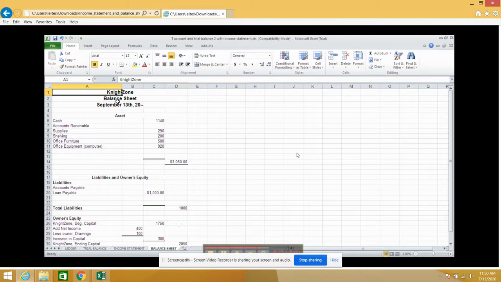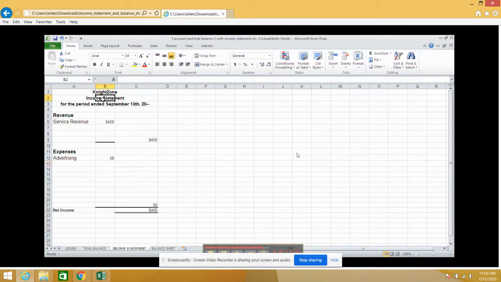Notice the heading, who, what, and when. The when is a specific date. Looking at the income statement, who, what, when. The when is a period end.